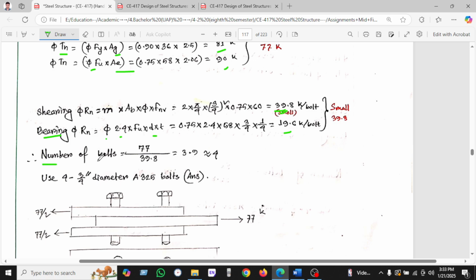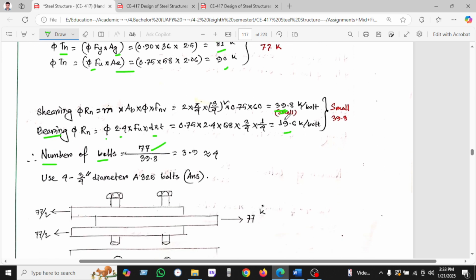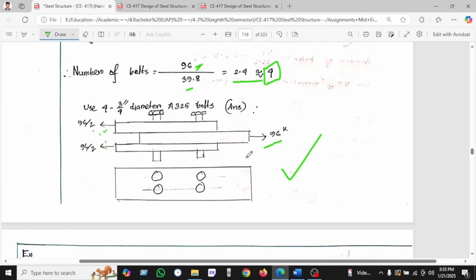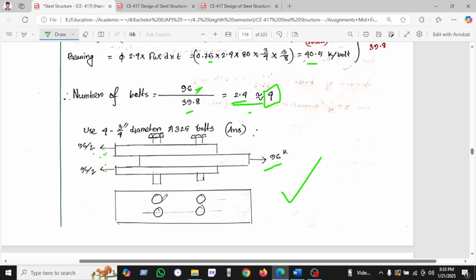And the number of bolts will be: the load is 77, this is the small load, and the small load divided by the kip per bolt shearing value gives 3.9, which we take as 4 bolts. Previously we found 4.2, so we cannot use 3 bolts because 3 bolts is an odd number, that's why we are taking 4 bolts.